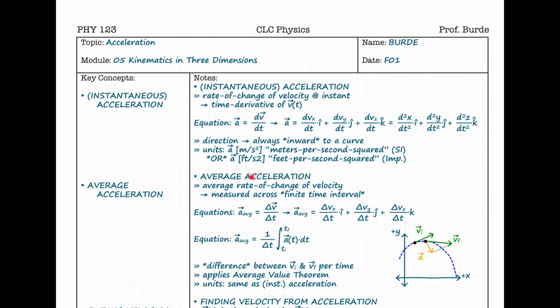There's also average acceleration. Average acceleration is looking at the average rate of change of velocity, so it's the same idea, but instead of looking at the little tiny change in velocity during an instant or a little tiny change in time, we're looking at a finite change in the velocity during a finite change in time. Since the velocity is itself a vector, we're going to look at the change in each component of the velocity during that finite time interval. Another way to find the average acceleration is by using the average value theorem that we've seen before in Calc 1.